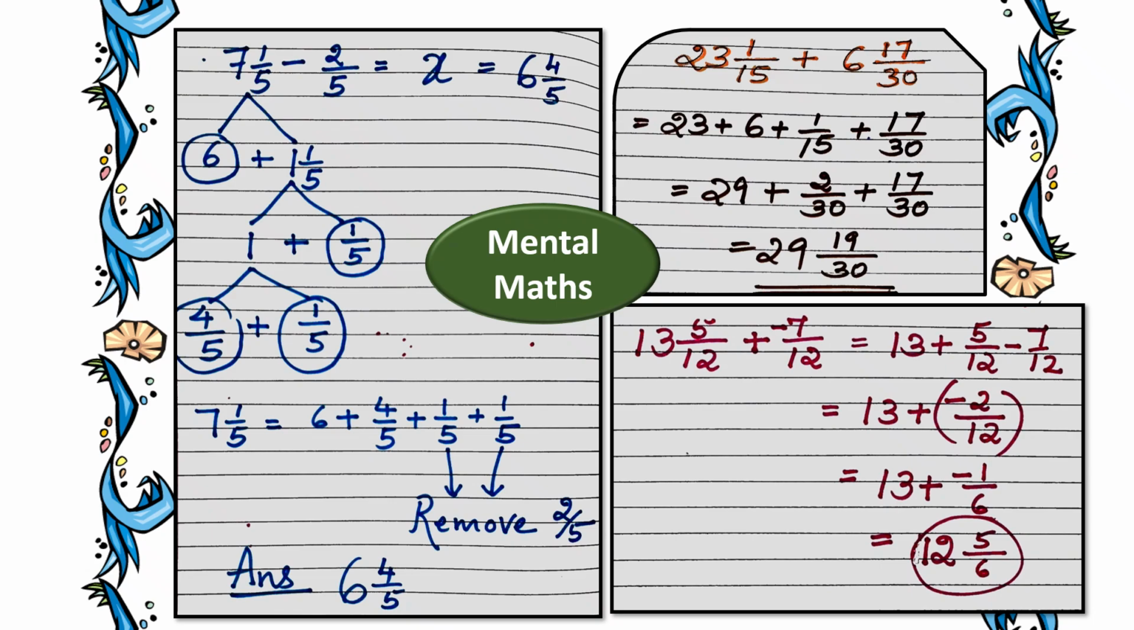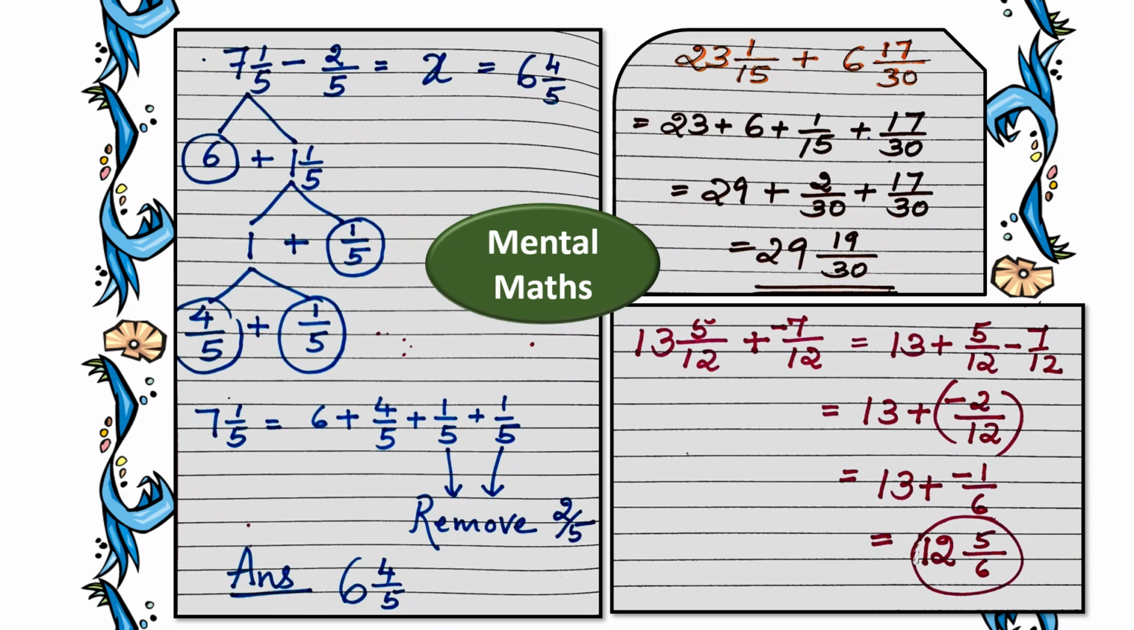Of course, these can be done using the mental arithmetic method. We need not use the regular procedure as we solve using pen and paper. Consider 7 1 by 5 minus 2 by 5. As 7 1 by 5 and 2 by 5 both have denominators 5, and 7 1 by 5 is a combination of 6 plus 1 by 5, and again in 1 1 by 5 there are 1 and 1 by 5, and 1 again is 4 by 5 and 1 by 5.